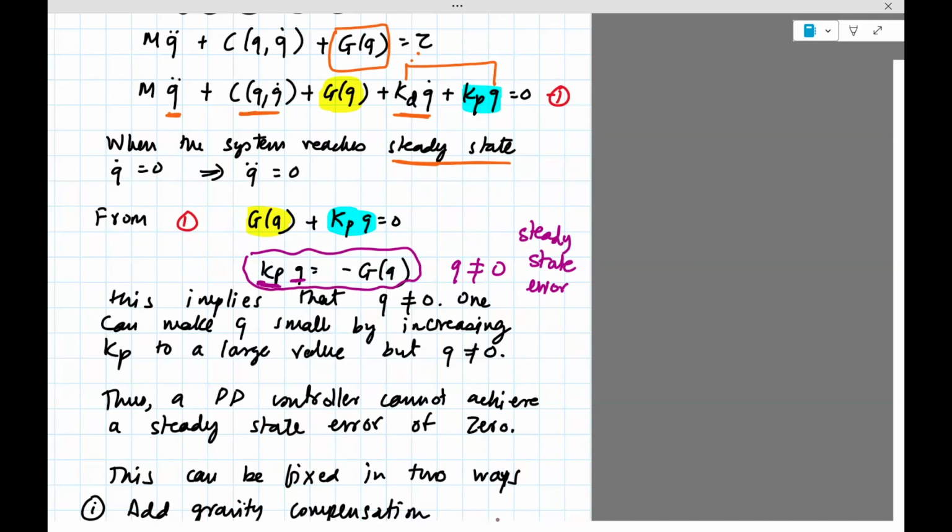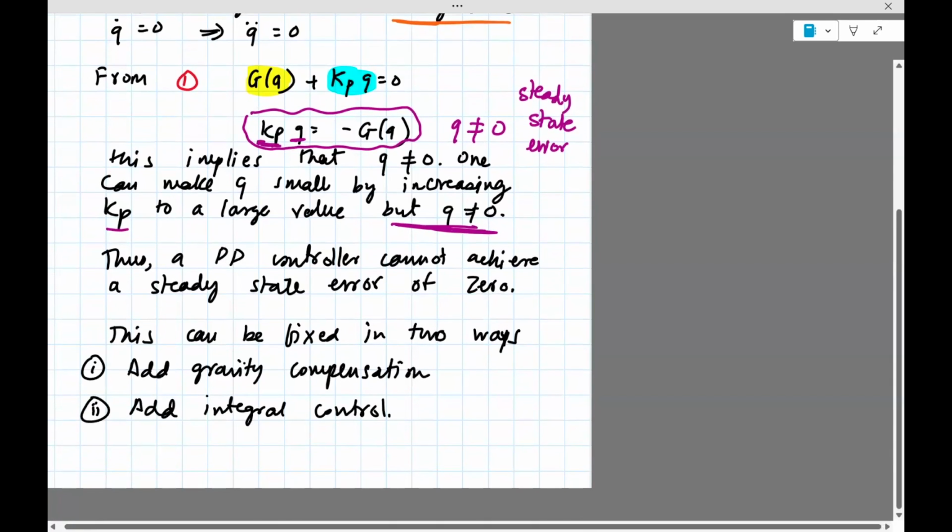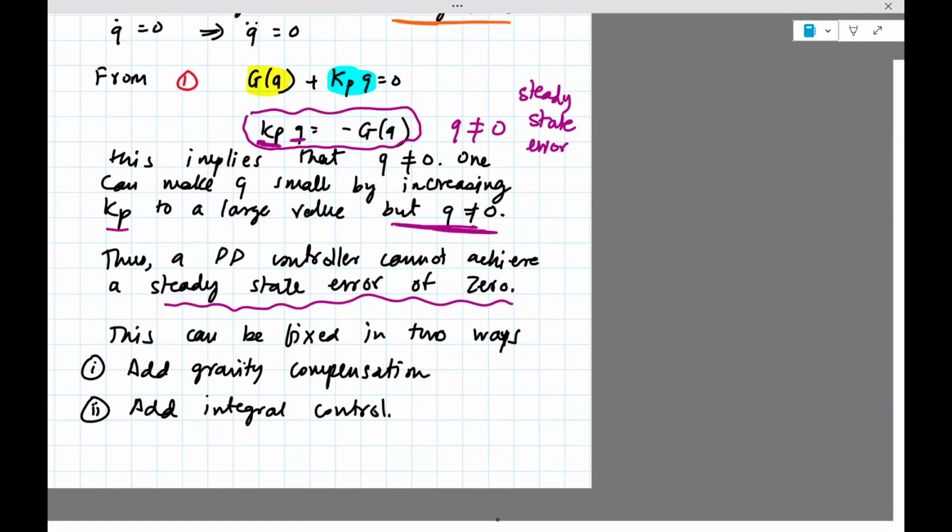So high gains will not get you to 0. It'll get you very close to 0, but not equal to 0. So Kp can be a large value, but Q can never be equal to 0 because of this issue. So how do you fix that? A PD controller cannot achieve steady state error equal to 0. We have now shown this like a proof. If you just do a PD controller, you'll never achieve 0.